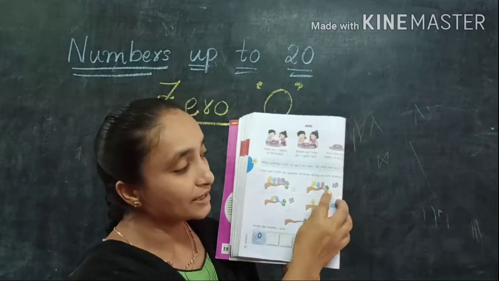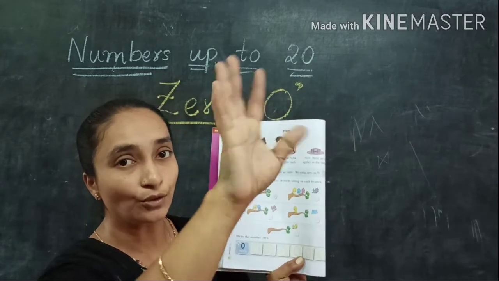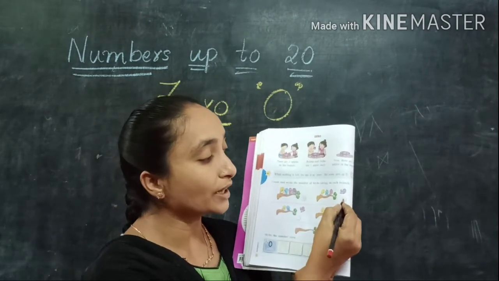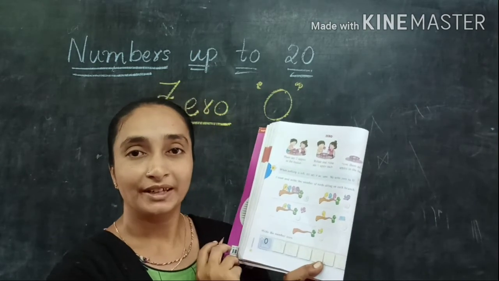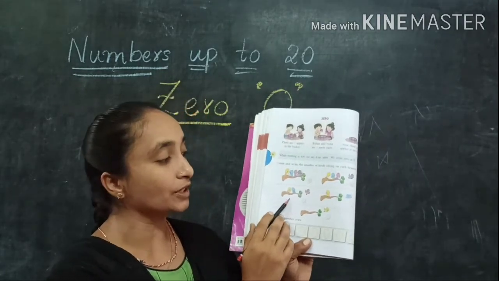See here we can see the picture 1. Last, this violet color bird has flown away. So the remaining birds are 3. So here we can write the number 3. Yes children? Okay. Now come to the next picture here.